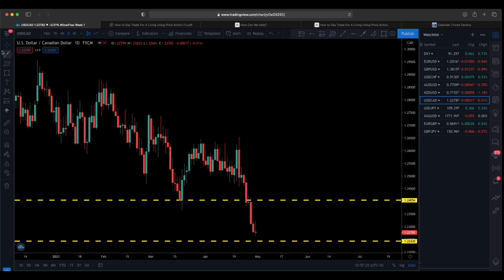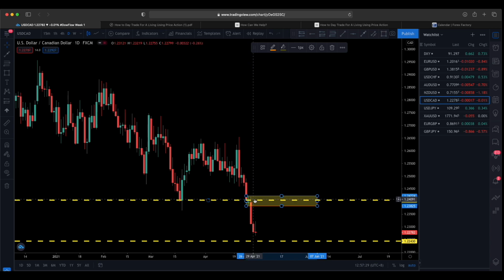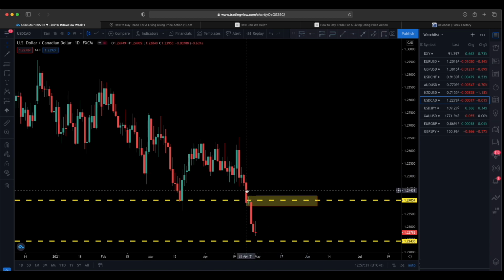If you understand supply and demand, which I believe I recorded a video about, this is actually a supply zone as well. It's kind of like a drop base drop. Okay, that's a bit more advanced. I won't cover that in this video, but the point is that this is a strong level, and if you look back, this is a swing low.